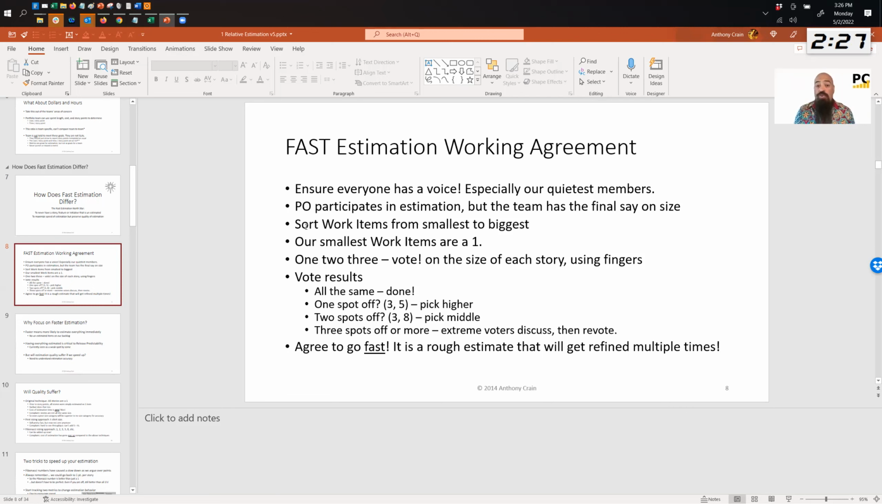So in this case, we're going to sort work items smallest to biggest. Not everybody does that, but many people do. Our smallest work item is a 1, so that's pretty typical for those who sort. And then, as always, we do a 1, 2, 3 vote. But we use our fingers and cameras. We don't bother with cards and apps.